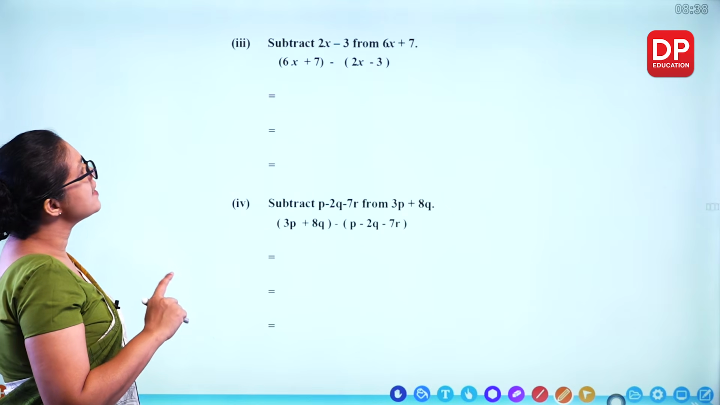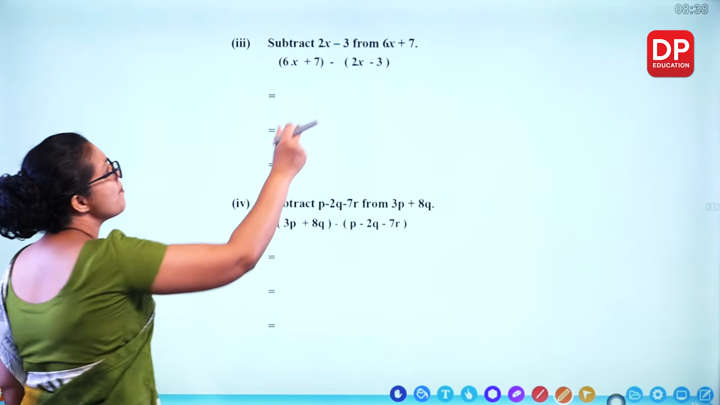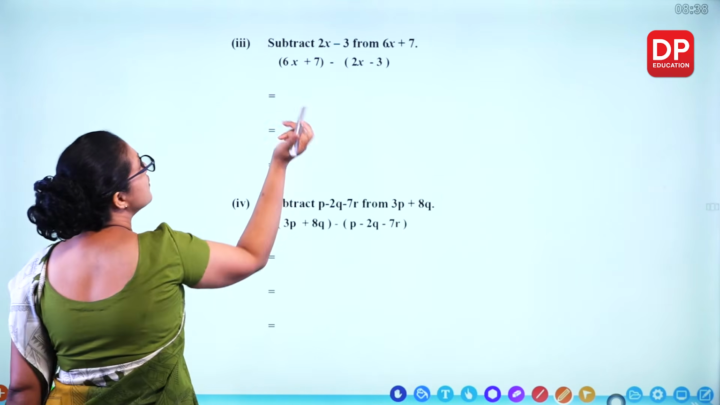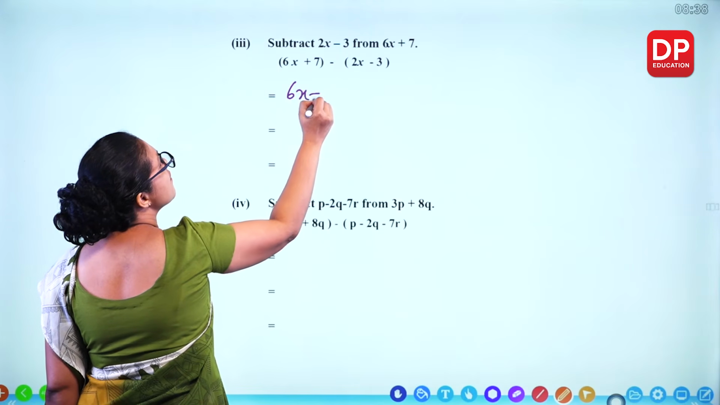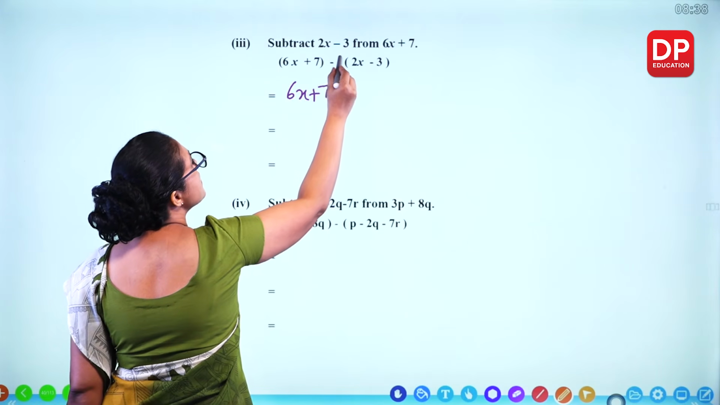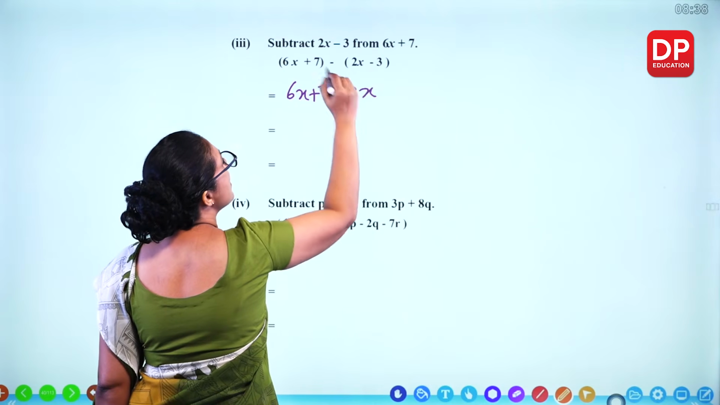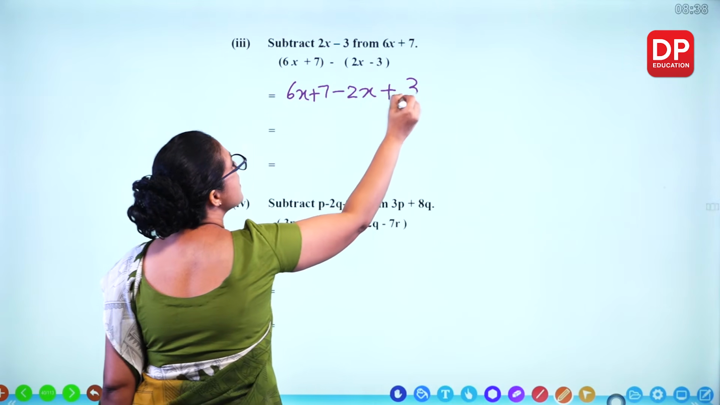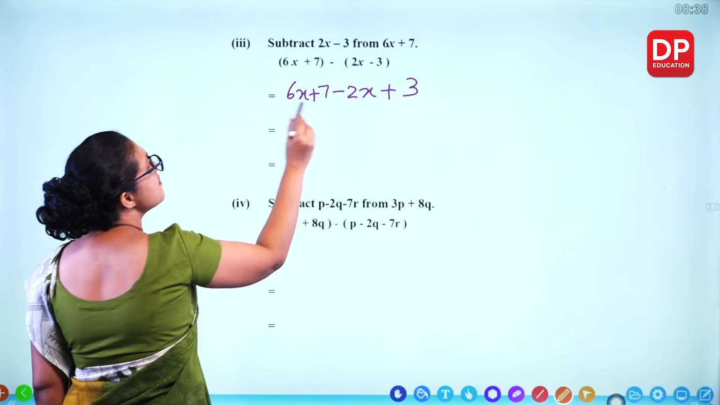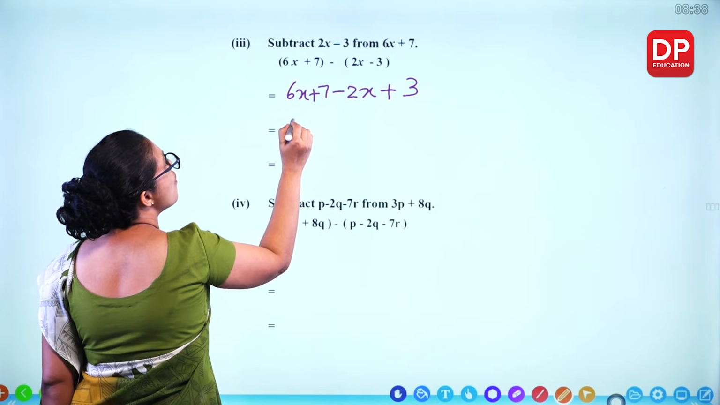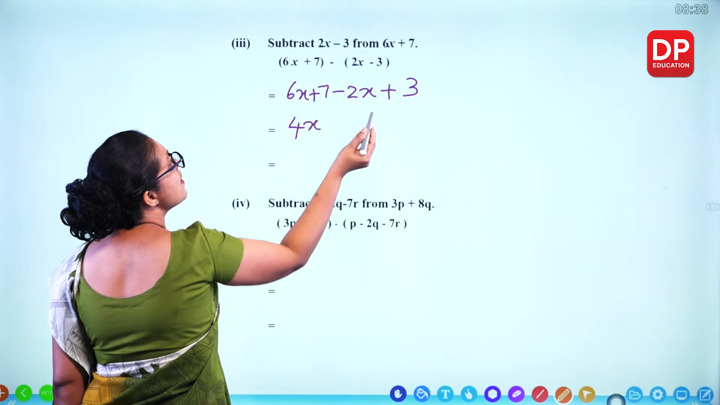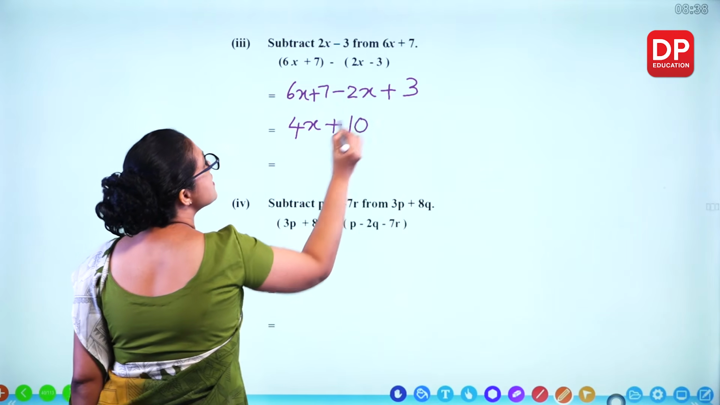Subtract 2x minus 3 from this. So from means first this one. So 6x plus 7. When there's a minus sign, change the sign. Minus 2x and minus minus becomes plus 3. Like terms, 6 and minus 2, 4x. 7 plus 3, that's 10.